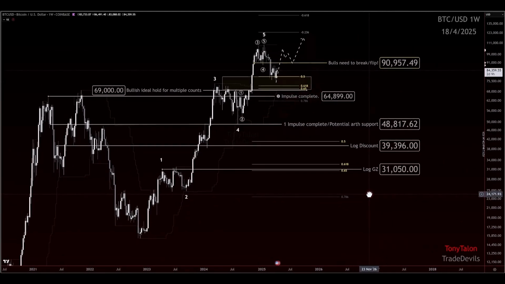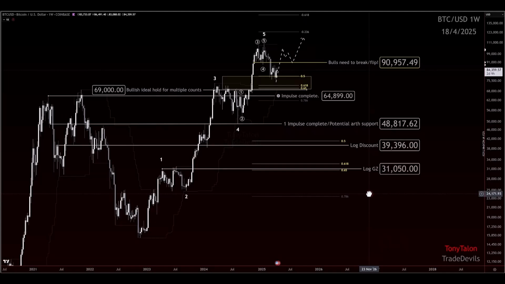So these are some of the bigger levels to keep an eye on for me as far as the Elliott wave count goes. I think this is the most plain Jane on this PA that displays some interesting aspects of the Elliott wave theory. So keep this thing nice and short.